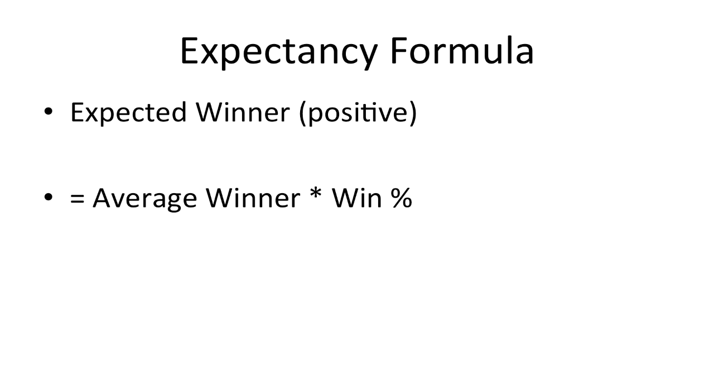To do that, we need our average winner multiplied by our win percentage. Win percentage will be represented as a decimal. And we'll go through an example here, so don't worry. All right, so again, expected winner is a positive number, and it's going to be your average winner multiplied by your win percentage, which will be represented as a decimal. Now, average winner, again, could be pips, points, dollars, ticks, doesn't matter. Just be consistent. Whichever one you pick, be consistent throughout the formula.